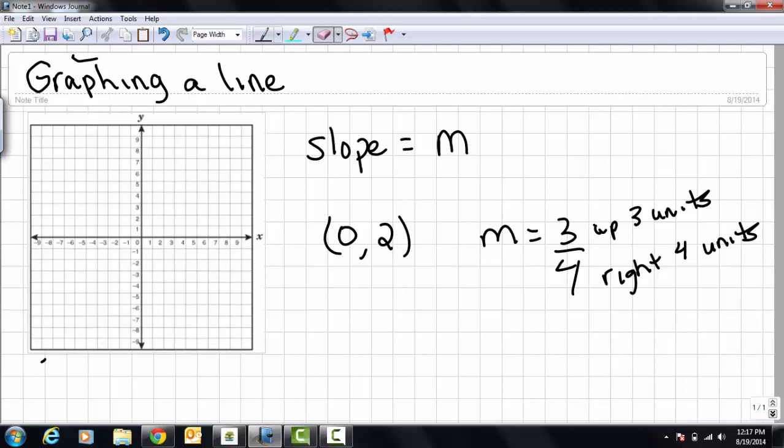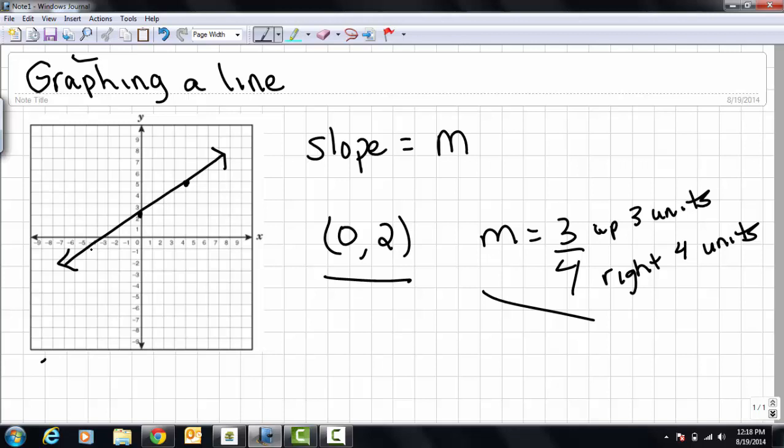And let's do this problem. I want to graph this line with just a point and the slope. Well, we start with the point, 0, 2. So I'm going to go 0, 2. Now, from that point, I can go up 3 units and right 4 units. So up 1, 2, 3, right 1, 2, 3, 4. And now I have 2 points, so all I have to do is connect them. Put arrows to show that it goes in both directions forever.